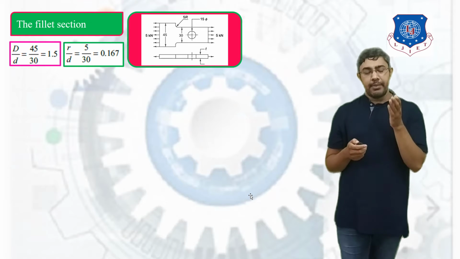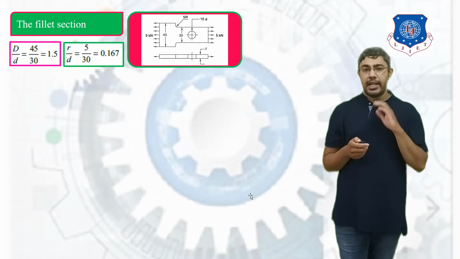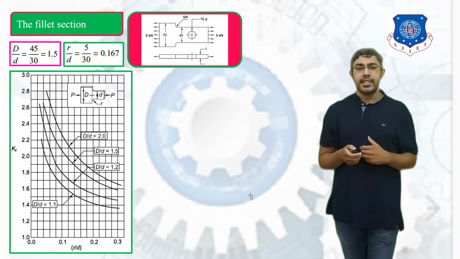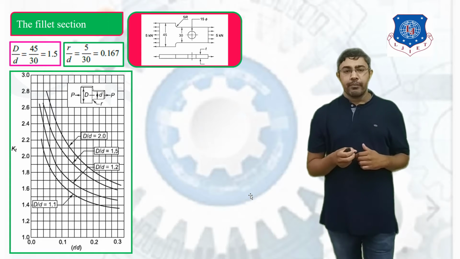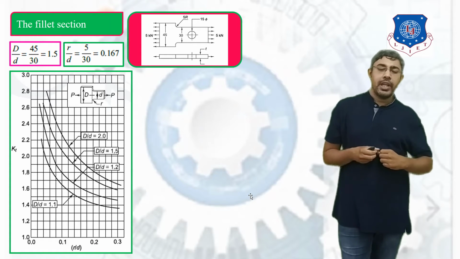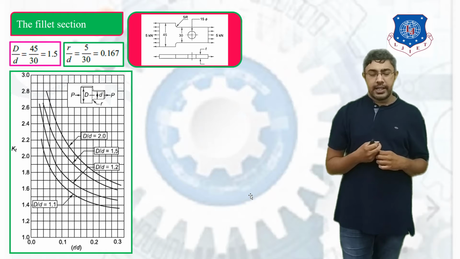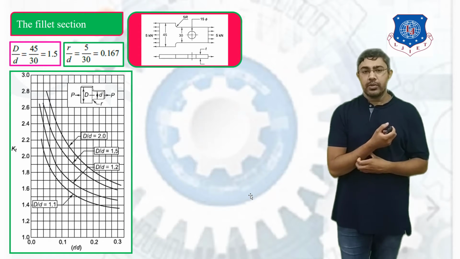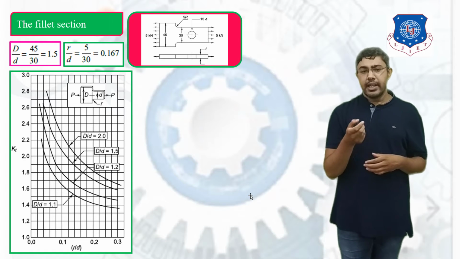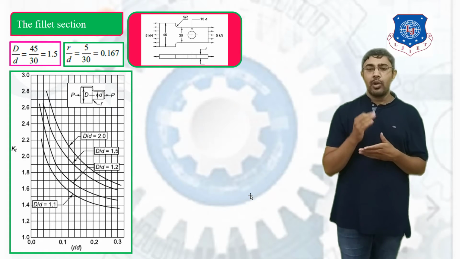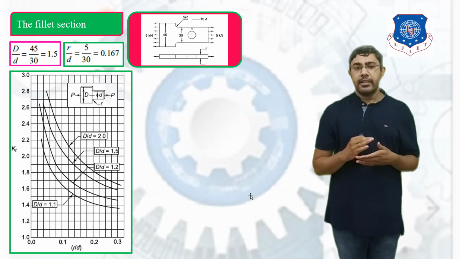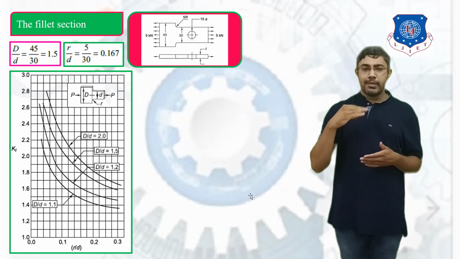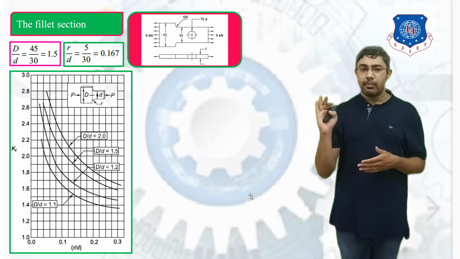Now we have the capital D by small d ratio and the small r by small d ratio. From the stress concentration chart for a stepped plate subjected to tensile load, we calculate the stress concentration factor. In this chart, the x-axis shows the small r by d ratio, and there are different curves based on the capital D by small d ratio.